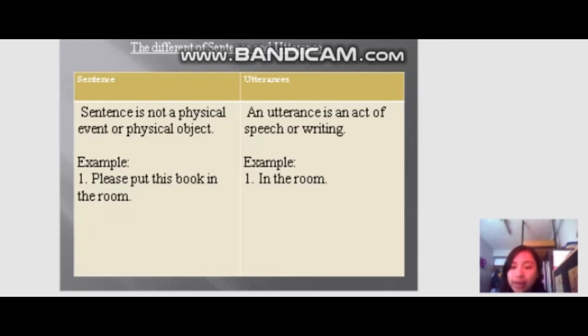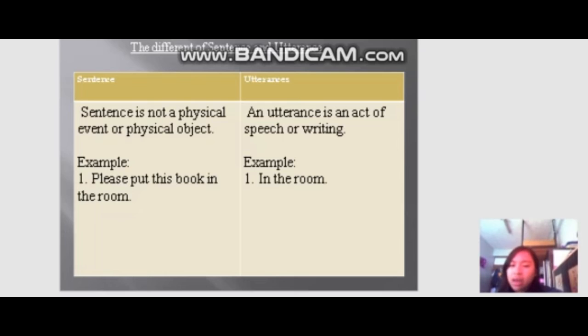Next is utterances. An utterance is an act of speech or writing, for example, in the room. It means that it is a specific event, or a physical event at a particular time and place, involving at least one person.